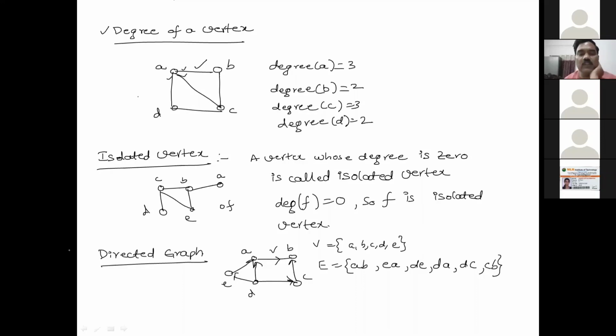Now with respect to this directed graph, we have these terms. There is no degree term, degree of a vertex. We have two terms. One is in degree and another one is out degree.